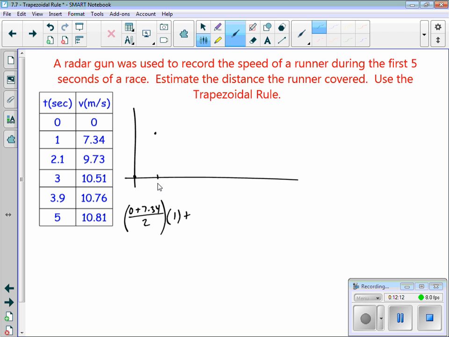Okay, the next one here goes from 1 to 2.1. I'm just going to write it like that here so it's easy to see. And it's a little bit higher here at 9.73. So what do I put in that big parenthesis? 7.34 plus 9.73 divided by 2 times 1.1. Times the 1.1. Okay, and this is a very AP-like question. They like to switch that interval, which kind of throws that formula out the window anyway.